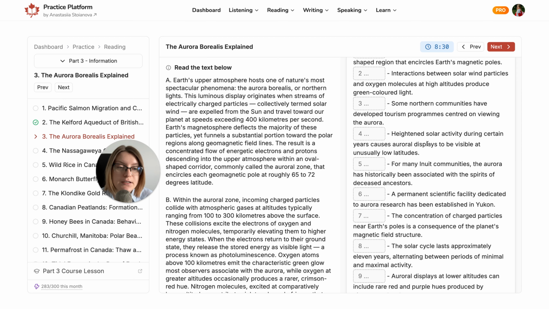Number 4, heightened solar activity during certain years causes auroral displays to be visible at unusually low latitudes. So what can we kind of highlight here as the keyword. I would say heightened, so it means some increase in solar activity, heightened solar activity. And also I would say visible would be the keyword here. Yeah, visible, unusually low latitudes. So visible, yeah. Maybe the word years as well, because it's during certain years. Anything that has to do, like I said, with numbers and frequency, we always have to double check.